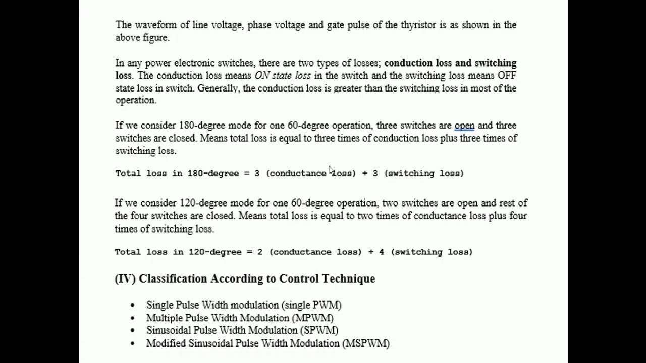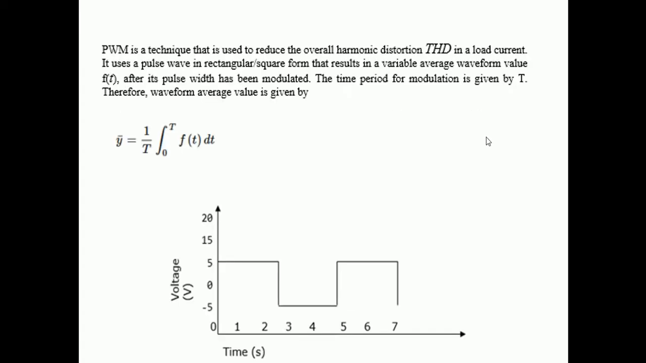Now we will be discussing various types of inverters, which include, this is the classification according to control technique: single pulse width modulation, multiple pulse width modulation, sinusoidal pulse width modulation, and modified sinusoidal pulse width modulation. The pulse width modulation is a popular technique in electrical engineering, in which we control the duty cycle of a signal. So by controlling the duty cycle, we can control the average amount of power to be delivered forward.